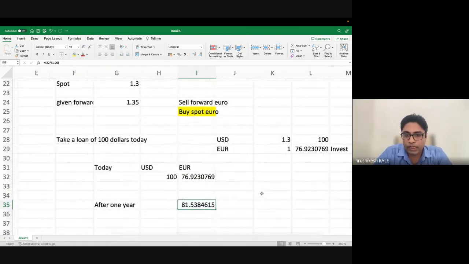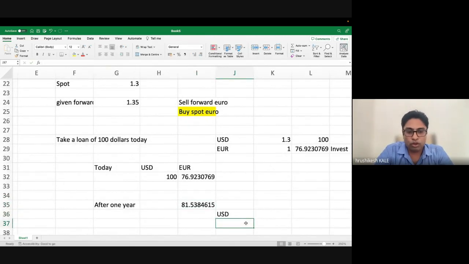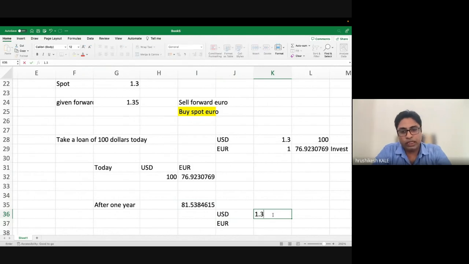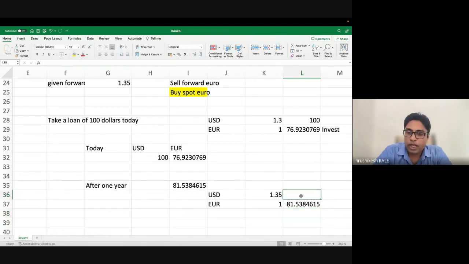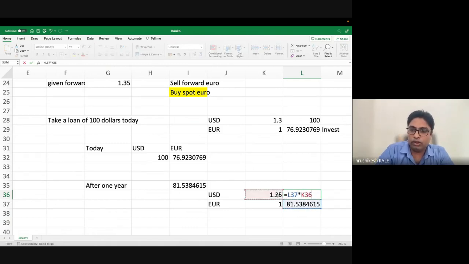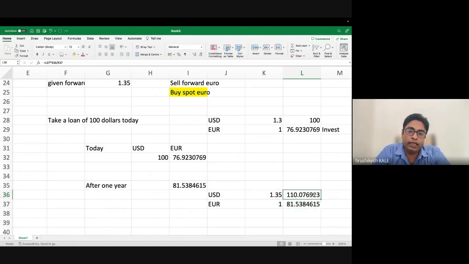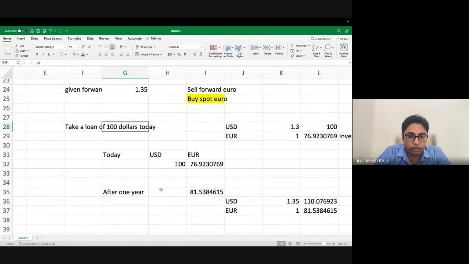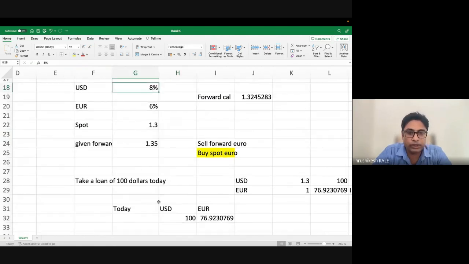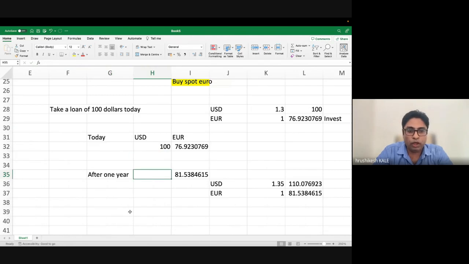So let us do this again. USD upon euro is 1.35. And now you have 81.53 euro. You need to convert it to USD. How do you do that? 81.53 into 1.35 divided by 1. You are getting 110 USD. But you have taken a loan of 100. So after 1 year, you will have to pay back interest on 100. How much is the interest rate? 8%. So after 1 year, you will have to pay 108 USD.